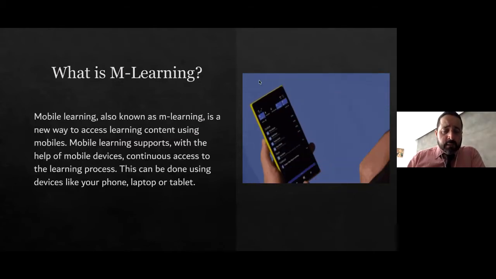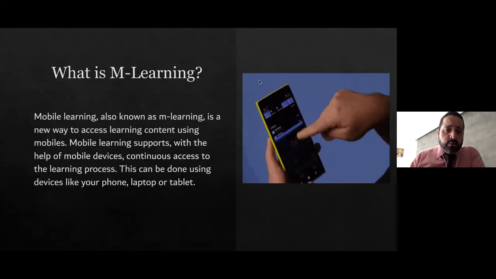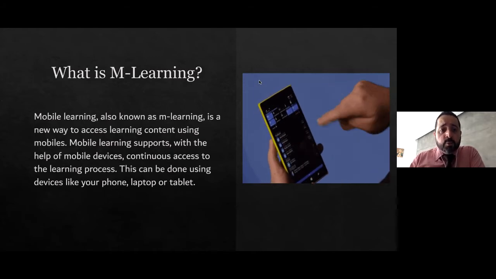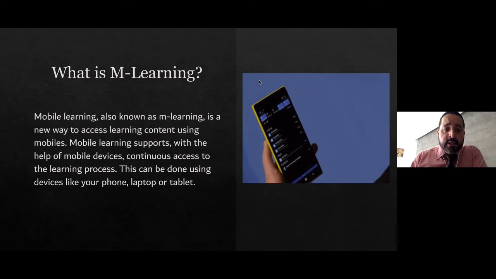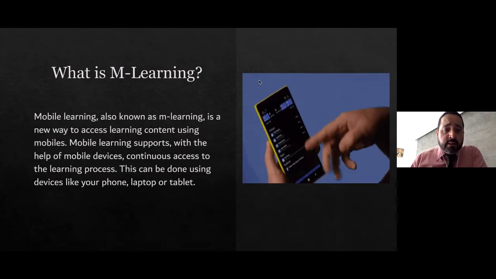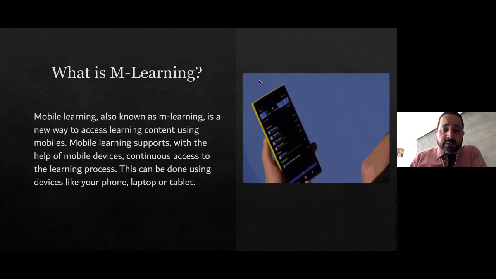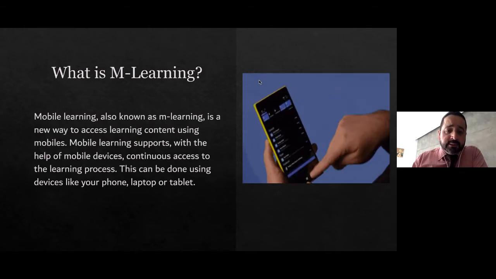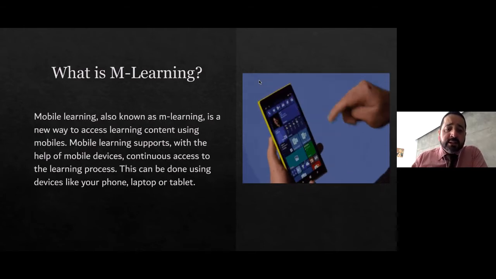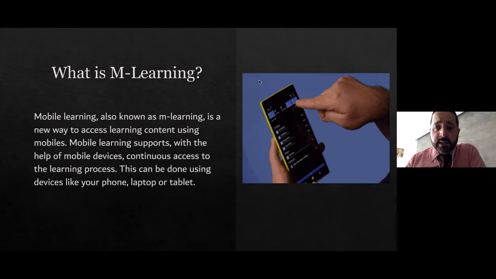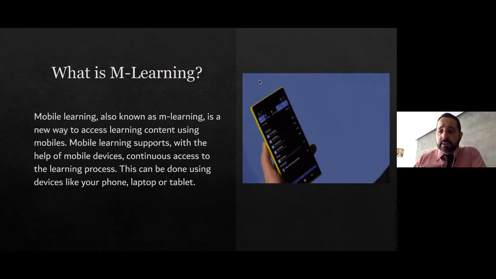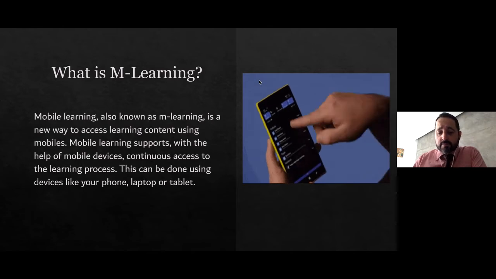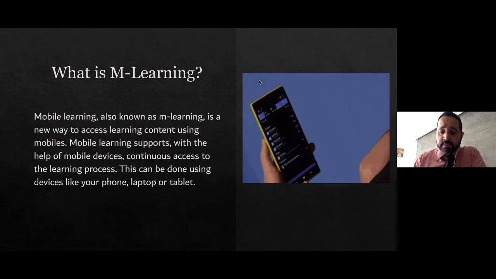According to experts, mobile learning, also known as M-learning, is a new way to access learning content using mobiles. Mobile learning supports, with the help of mobile devices, continuous access to the learning process. This can be done using devices like your phone, laptops, or tablets. This is not only using your cell phones, it's also using tablets or laptops as well.